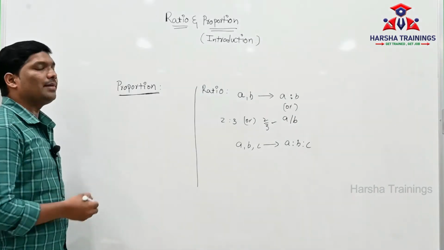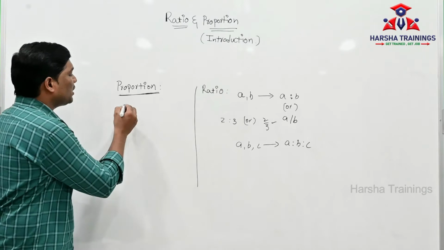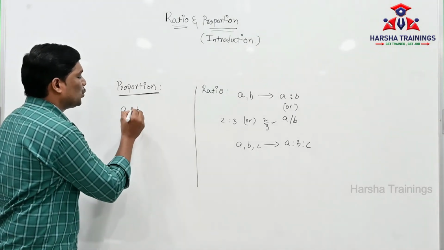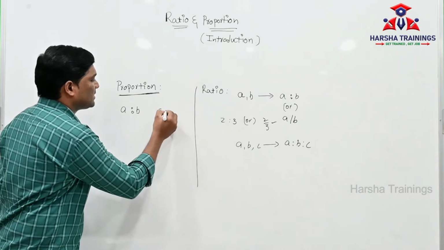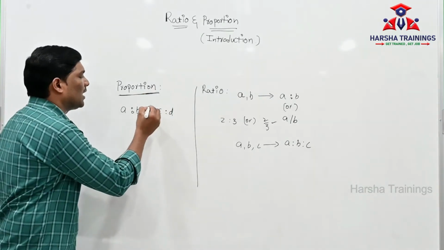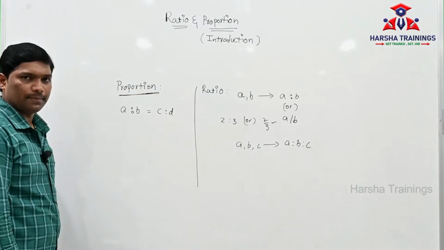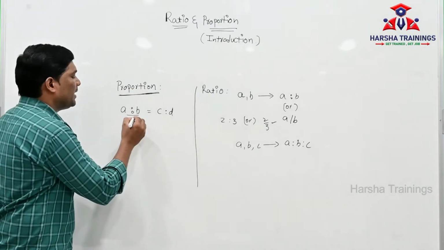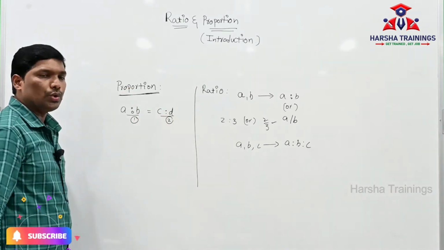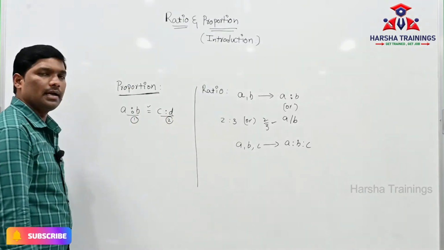Next, the second point is proportion. Proportion means two ratios are equal. A is to B is one ratio and C is to D is another ratio. Two ratios that are equal is called the proportion.